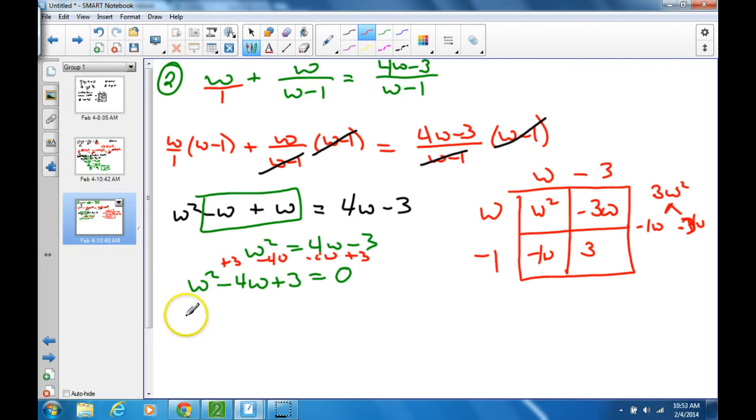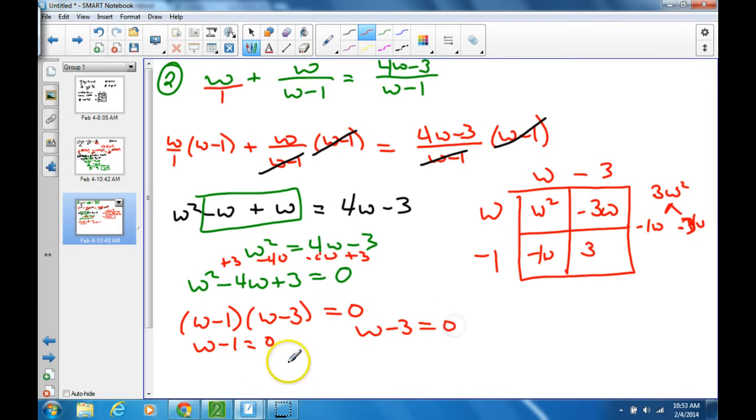3. So my factors are w minus 1 and w minus 3 equals 0. Yep. So your final answer, if you set both of these equal to 0 and solve for w, you have w equal 1 and 3.